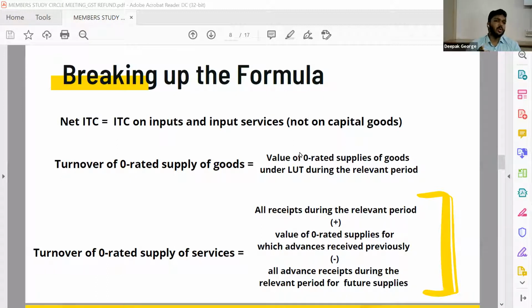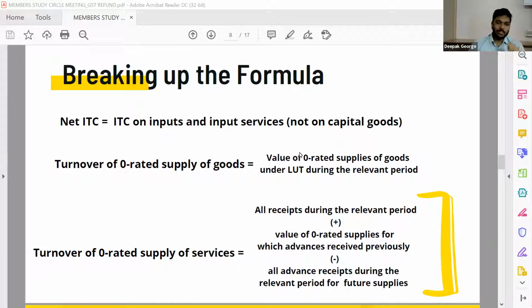So what exactly is turnover of zero rated supply of services? You can see that particular bracket. You have to add two things and subtract one thing to arrive at this turnover. What normally SSCs do is, whatever is their turnover as far as services are concerned, they add that or account that for net ITC, which is wrong. You need to understand the formula prescribed in the rules, and that formula should be understood and then taken. The figures only pertaining to those components should be taken into consideration.